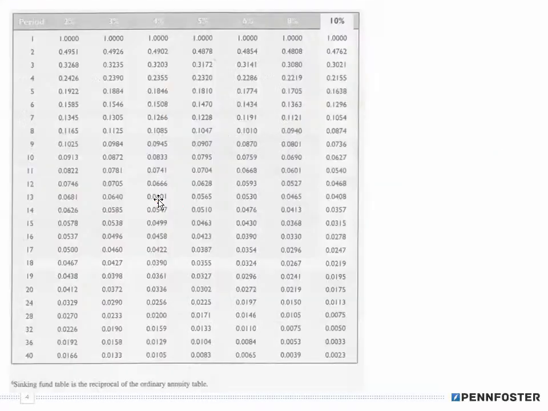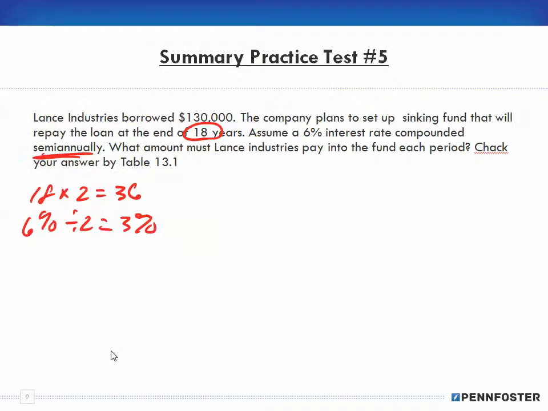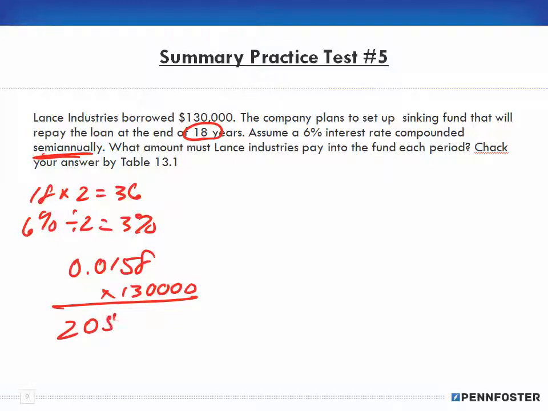If I jump up to the sinking fund table and look at 3% for 36 periods, I have 0.0158 as the factor. 0.0158 times 130,000 gives me an amount of $2,054. That is how much needs to be put into the fund each period, semi-annually over the course of the 18 years, in order to have $130,000.